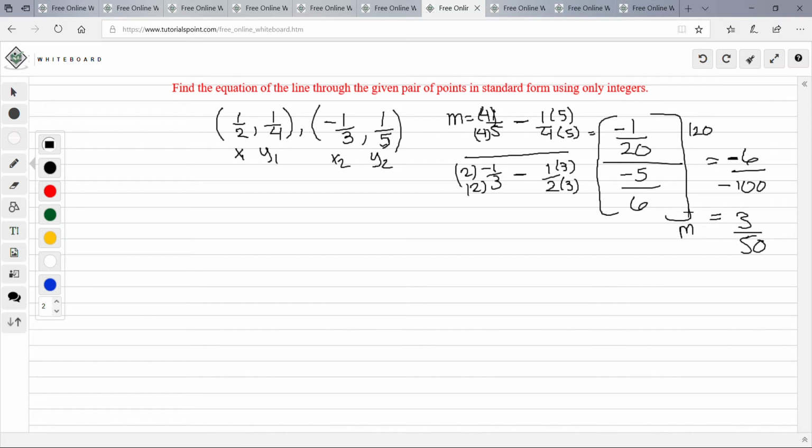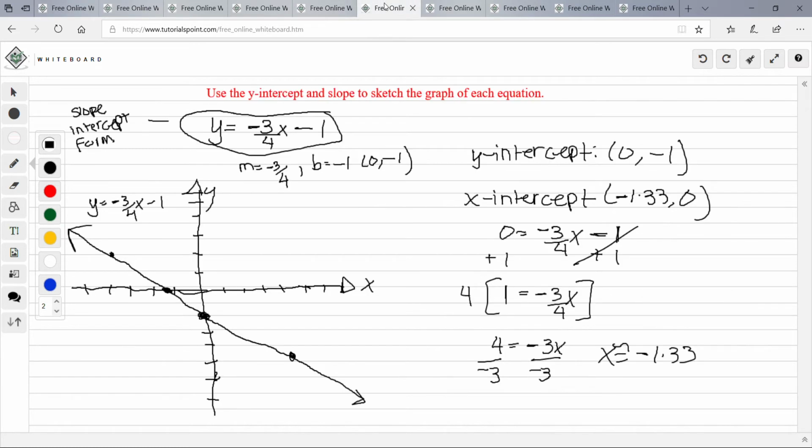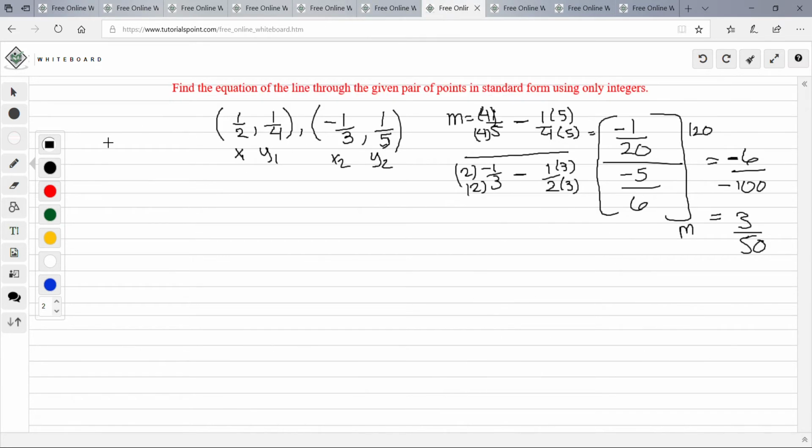Once we found our m, I'm going to use point slope form. Point slope form is this form. And the reason why I'm going to use this first is because we can move all the x's and all the y's to the left and all the numbers to the right. So I'll show you. We're going to use this form, right? y minus y1 equals m times x minus x1. So this is the point slope form.